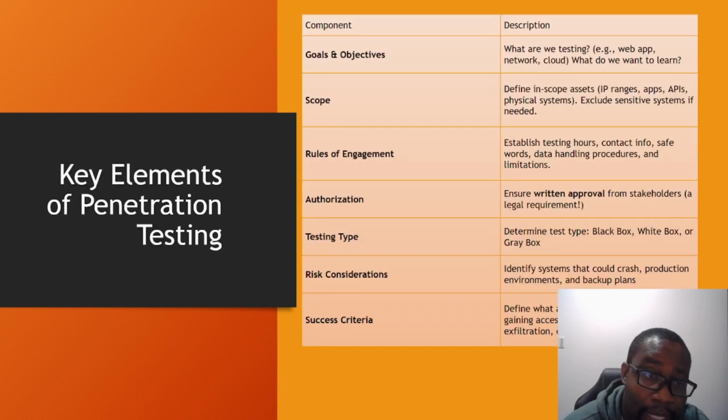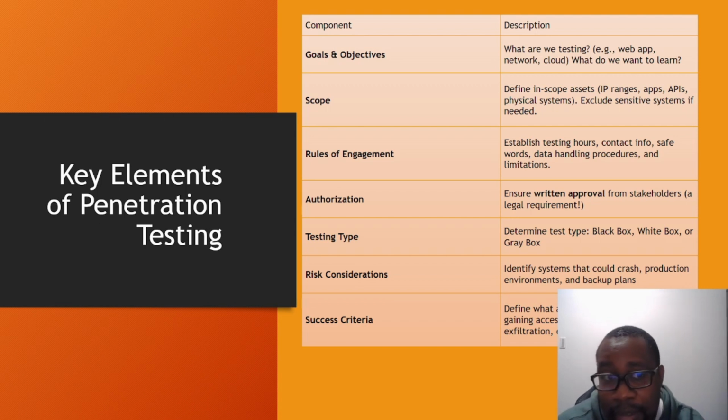And then we're going to go into the key elements of penetration testing. So, the goals and objectives. What are we testing? This has to be laid out before anything starts. Are we testing the network, the cloud, the web app? What do we want to learn? What is the goal of this? What is the objective?